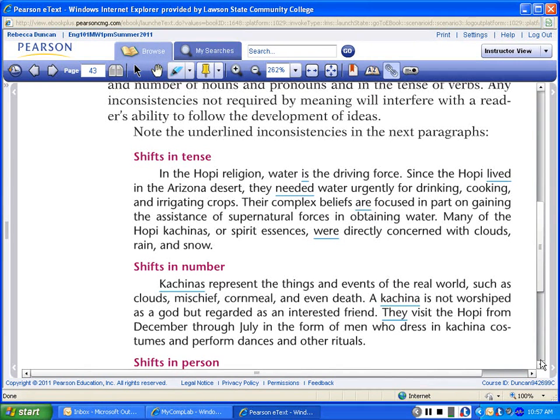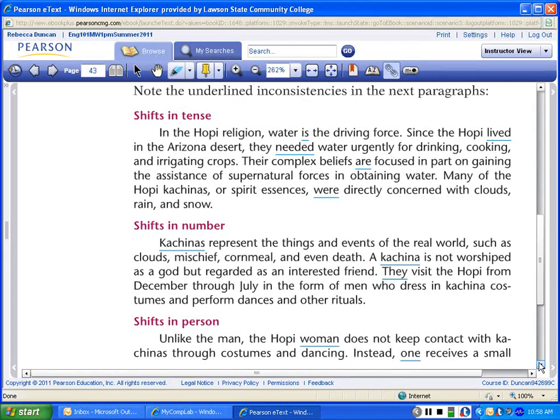In the Hopi religion, water is the driving force. Since the Hopi lived, they needed water. Their beliefs are. You're going back and forth to now and the past. Now you got to decide. You got to know: is that current, or is that all in the past? Is it that they live there now and they need water now, or that's something that's true only in the past, and you have to write consistently.